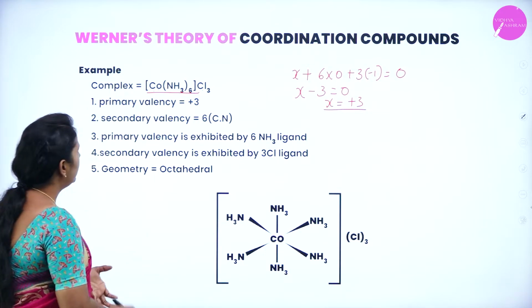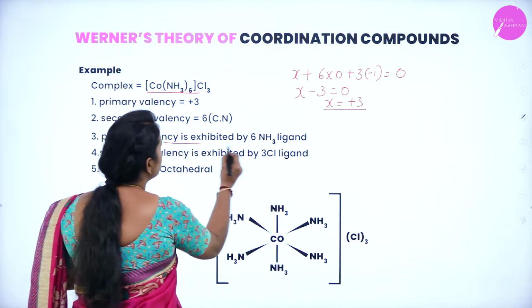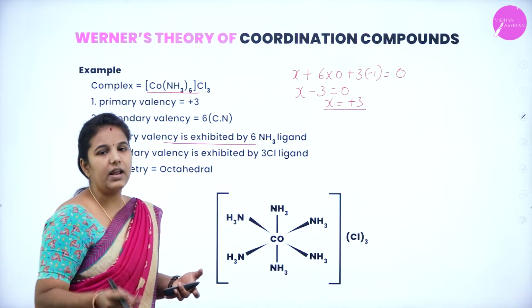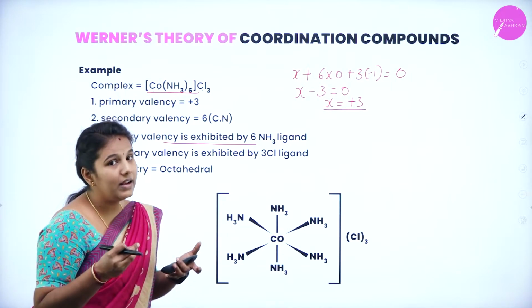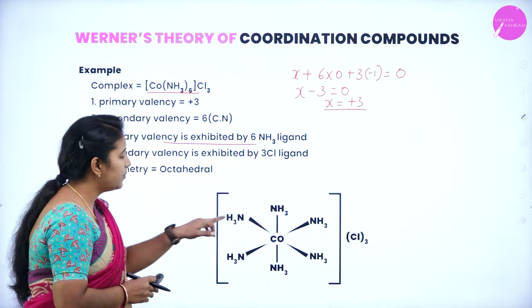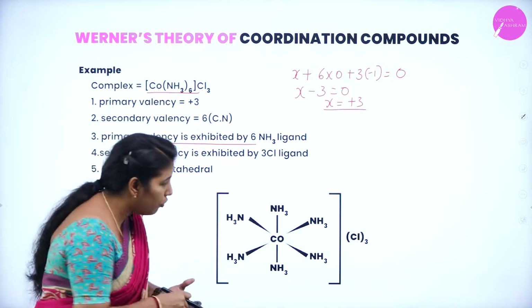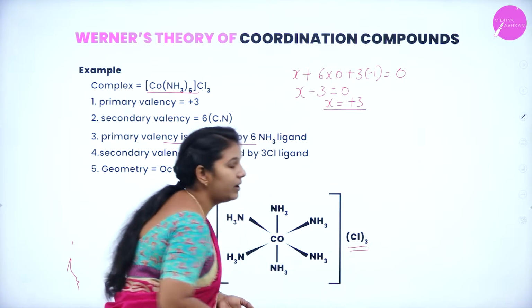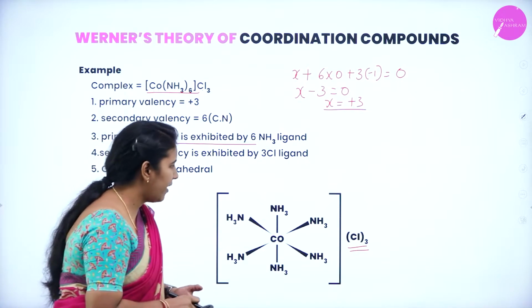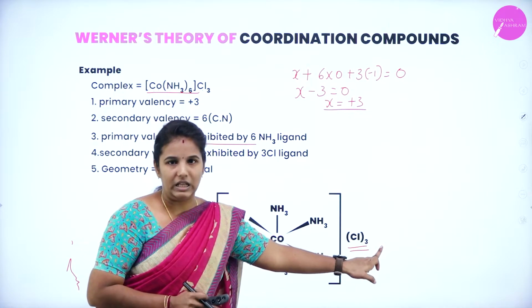Then, we know that primary valency, which is exhibited by the 6 NH3 bonds, and remember, primary valency is nothing but the oxidation number, which is balanced by what? Counter ion. Hence, I have written Cl3. Okay.